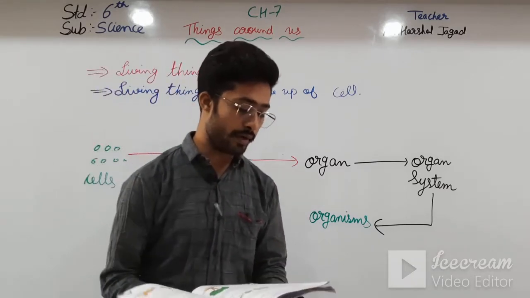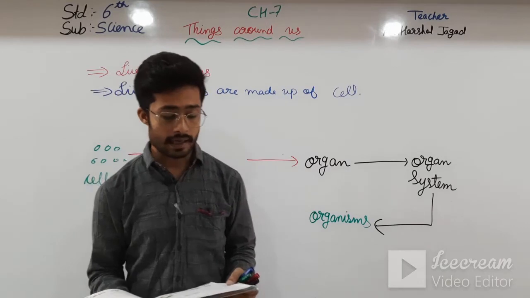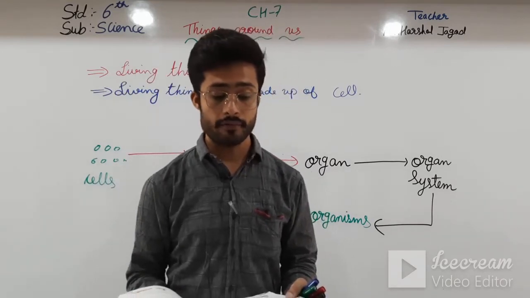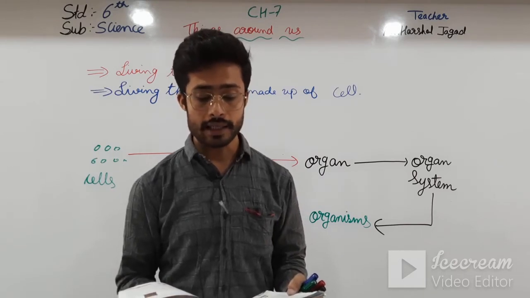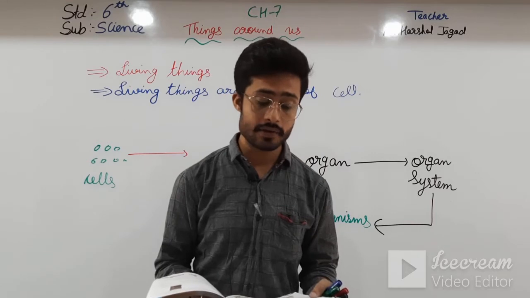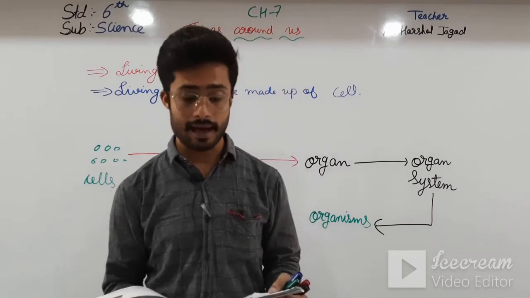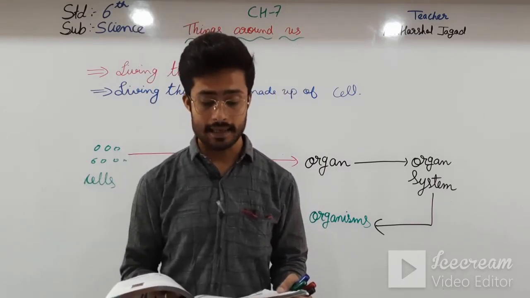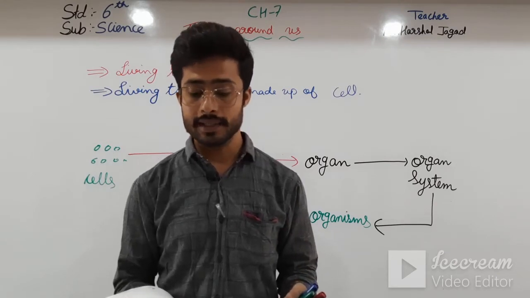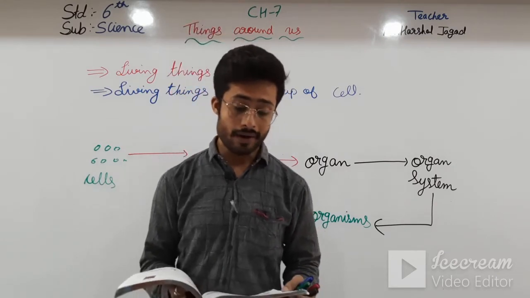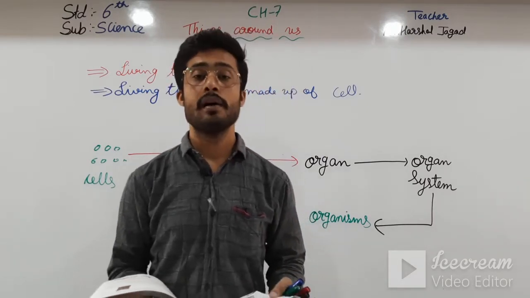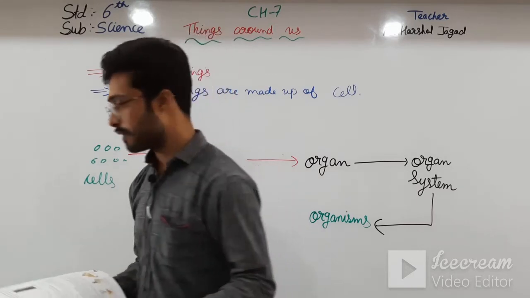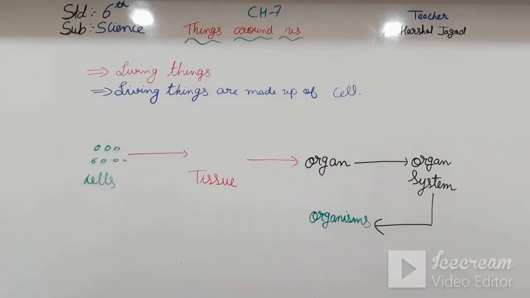Okay students, moving further, there are organisms which are made up of just one cell each. Amoeba and euglena are examples. In such organisms, all life processes are carried out by a single cell. Such organisms are unicellular organisms. Organisms that are made up of more than one cell are called multicellular organisms.